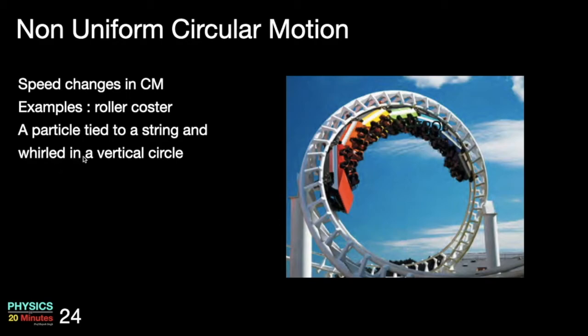Another example is a particle tied to a string and whirled in a vertical circle. You can try this. Take a small piece of chalk, tie it to a thread and revolve it in a vertical circle, and you will experience that as the particle moves in the vertical circle, its speed changes continuously.